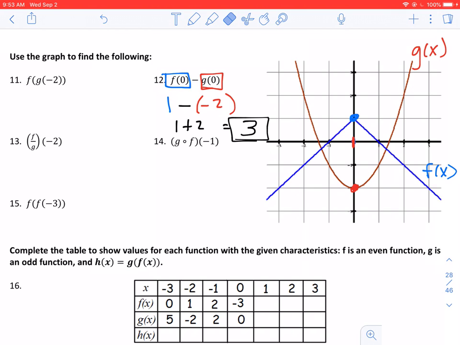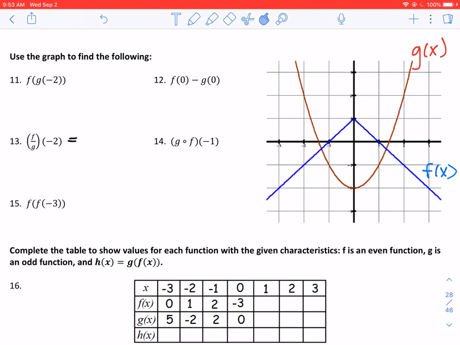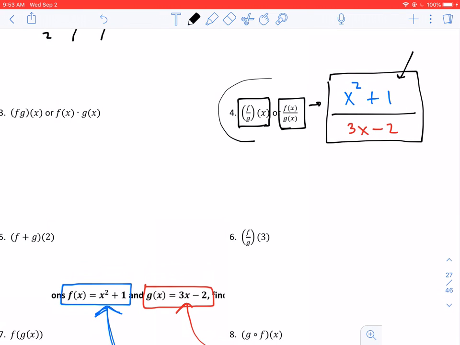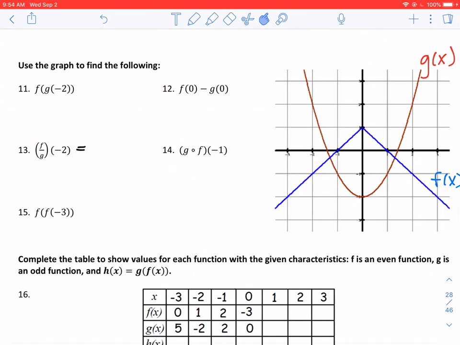Okay, moving right along. What is f divided by g of negative 2? Well, that looks complicated unless we remember from way earlier that these are the same thing. So f divided by g of something is f of that thing divided by g of that thing. So f divided by g of negative 2 is f of negative 2 divided by g of negative 2.